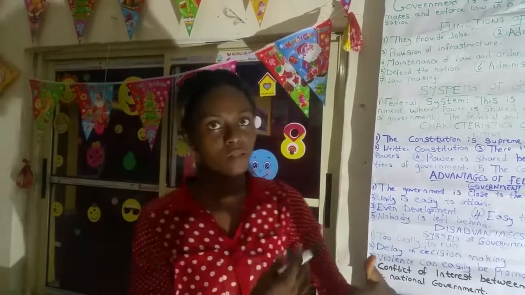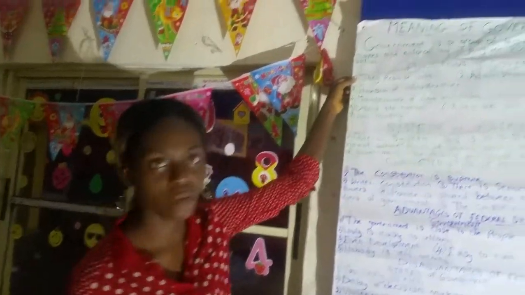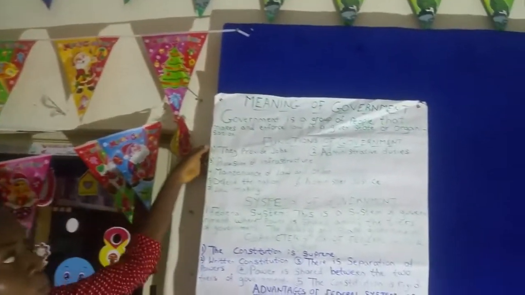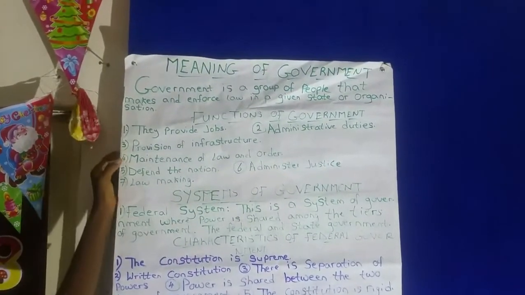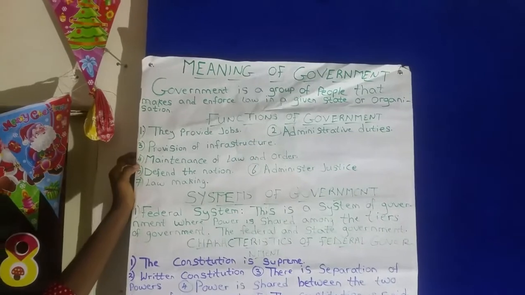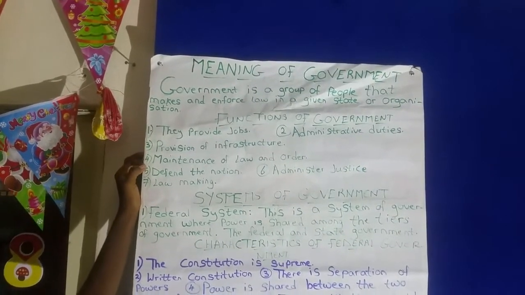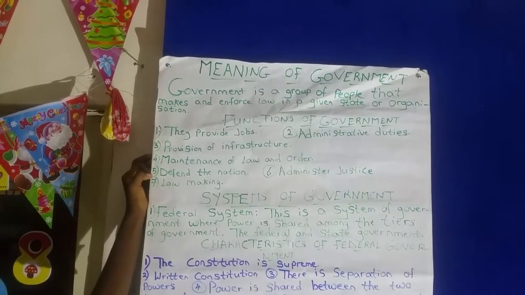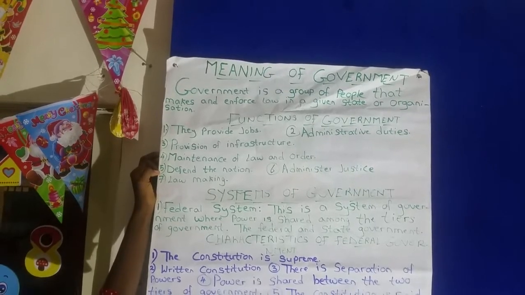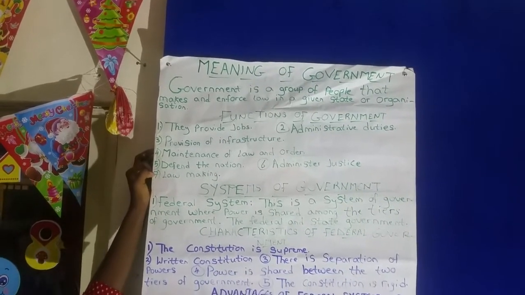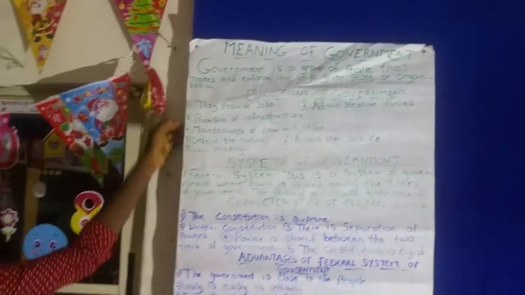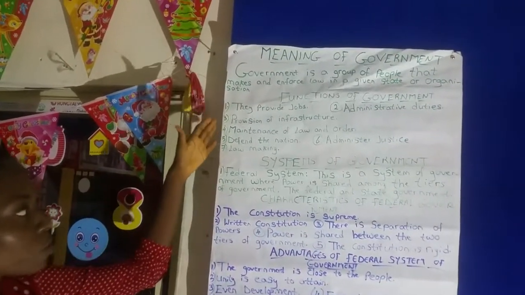I'll repeat the functions again. Number 1, they provide jobs. Number 2, they have administrative duties. Number 3, provision of infrastructure. Number 4, maintenance of law and order. Number 5, defense of the nation. Number 6, administer justice. Number 7, lawmaking. This is the definition of government and the functions of government.